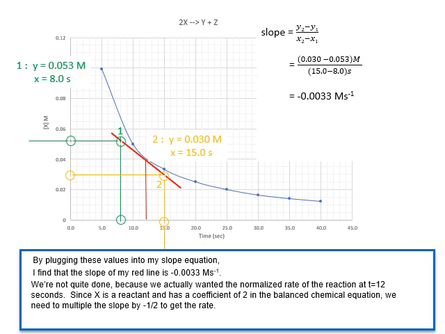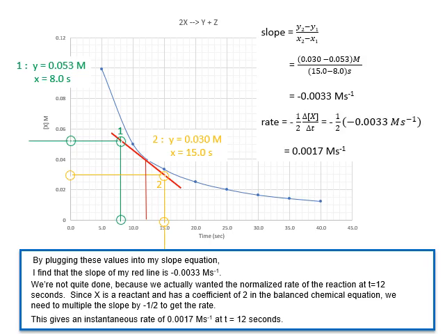We're not quite done because we actually wanted the normalized rate of the reaction at time equals 12 seconds. Since X is a reactant and has a coefficient of 2 in the balanced chemical equation, we need to multiply the slope by negative 1/2 to get the rate. Doing this gives an instantaneous rate of 0.0017 molar per second at t equals 12 seconds.